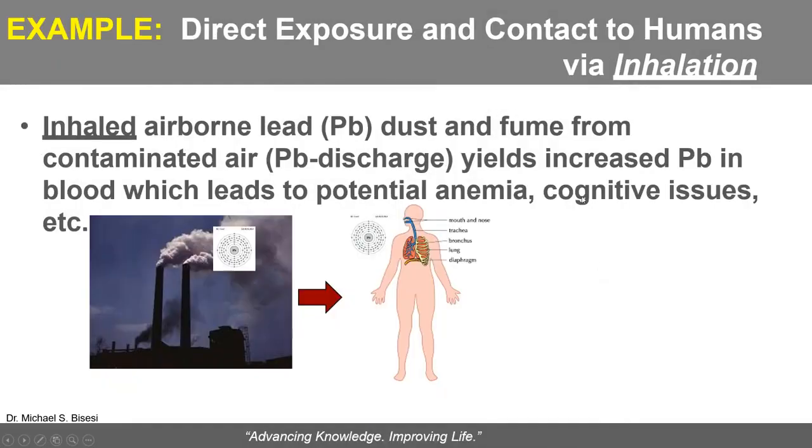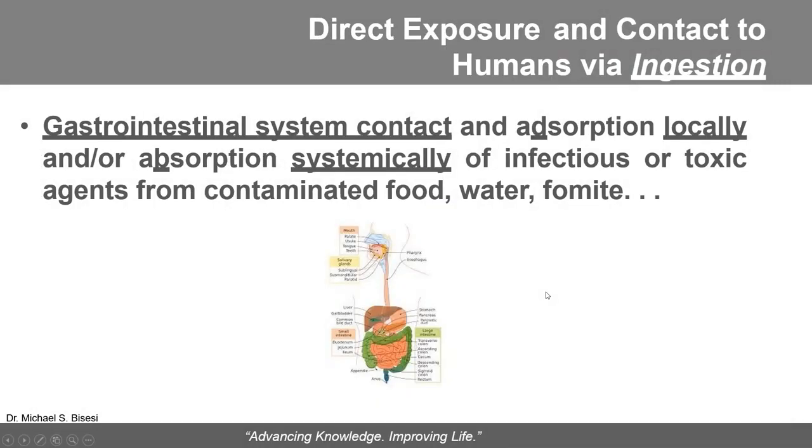I'll go into the distinctions of these a little later. But this is an example, and lead is a major culprit. Inhaled airborne lead dust or fume from contaminated air, and there are industrial sources such as battery manufacturing, for example. And these are some major issues, especially among younger exposed individuals.